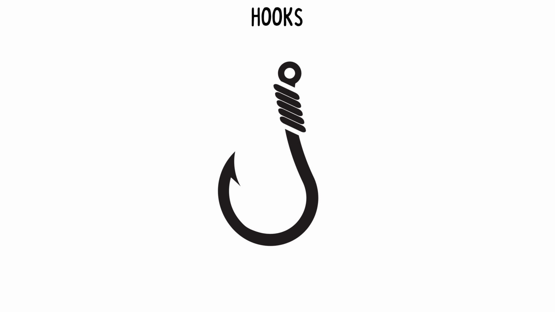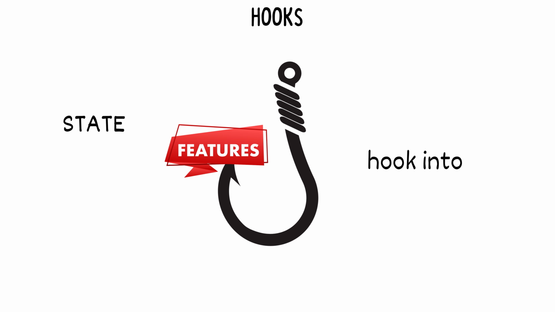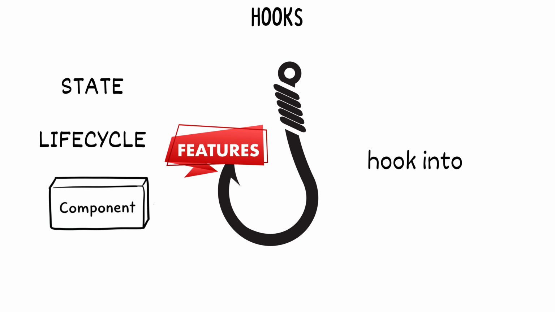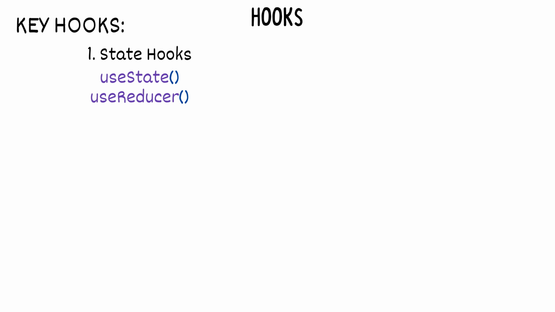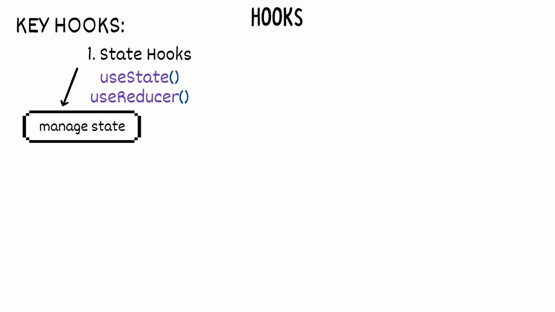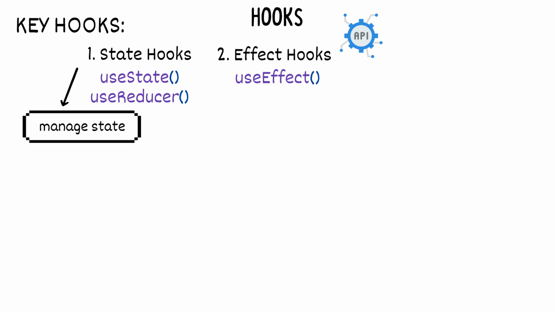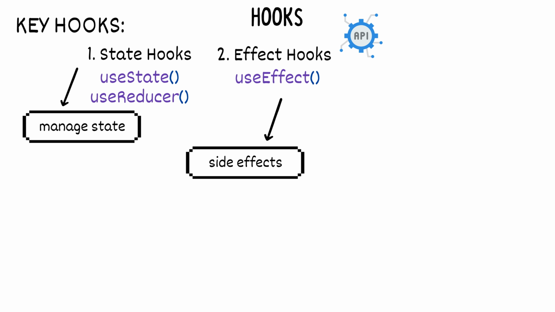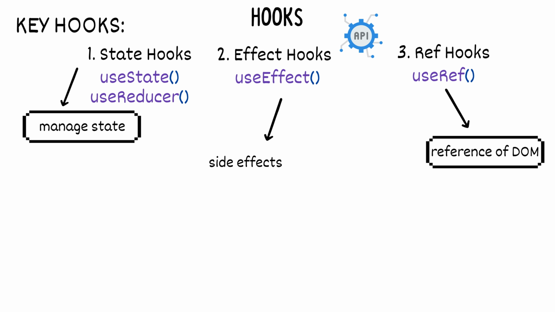A React hook allows us to hook into React features, such as state and lifecycle features, within function components. Here are a few key ones. State hooks, like useState and useReducer, help you manage local state within React components. Effect hooks, like useEffect, let you connect with external systems like browser APIs. It performs side effects like fetching data when a component mounts or updates. Ref hooks, such as useRef, let you reference things like HTML elements and access and modify DOM elements directly.